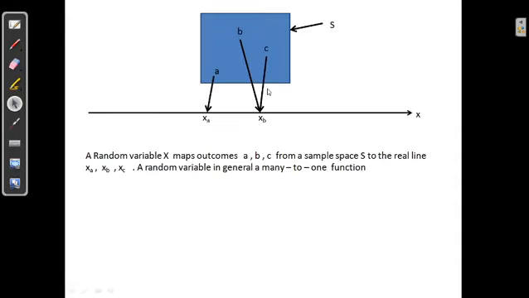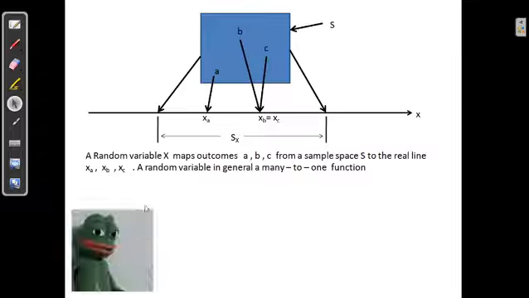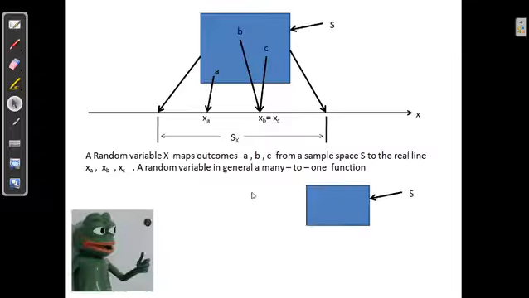If we consider an example, let us again consider tossing a coin. In the case of tossing a coin, what is your sample space?